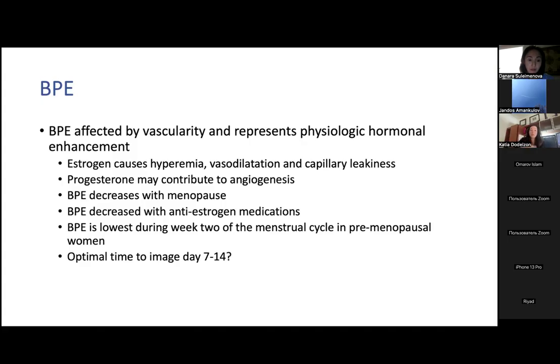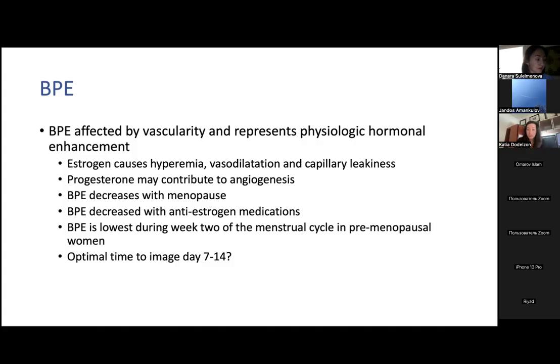So in a woman that is postmenopausal, your BPE is going to be lower. In a woman who is treated with anti-estrogenic medications such as tamoxifen, the BPE will decrease. And at certain points in the menstrual cycle, the background parenchymal enhancement will decrease. So why does this matter?